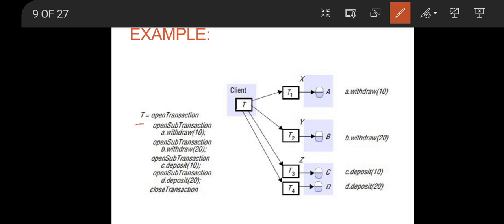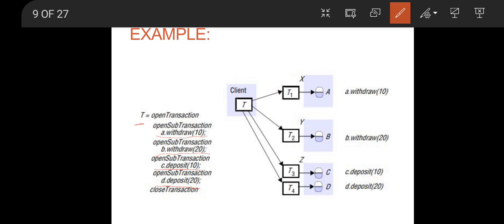Now there are 4 operations being performed by this transaction. One is withdraw 10 from object A, deposit that rupees 10 in object C. Similarly, withdraw rupees 20 from object B and deposit that rupees 20 in object D. So herein we are executing four operations, that is A.withdraw, meaning from object A withdraw 10, B.withdraw, C.deposit and D.deposit. So these are the 4 operations that this transaction is supposed to execute.